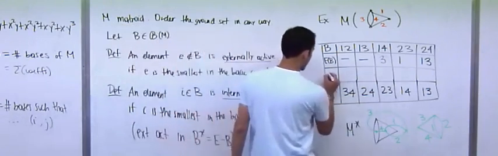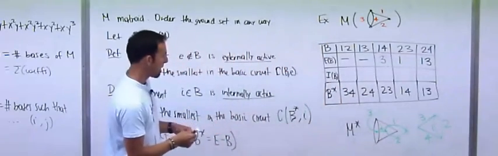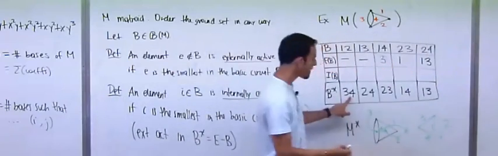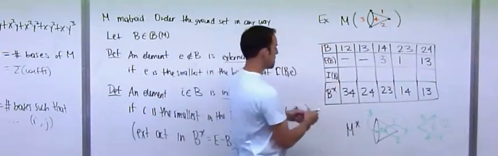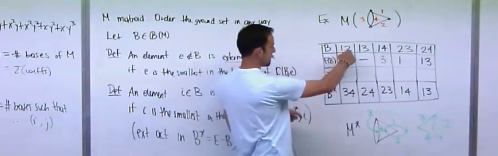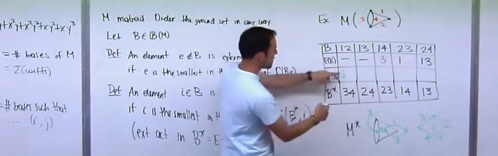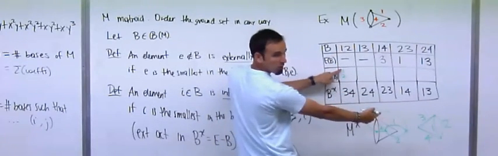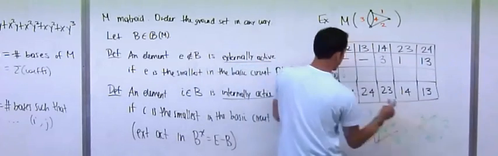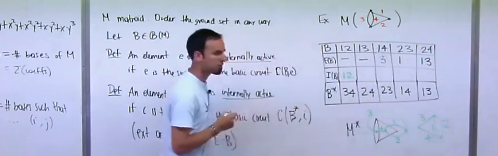So again, let's do that here. 3 and 4. So what can be internally active? Well, inside 1 and 2, the guys that can be internally active are 1 and 2. When you add 1 to 3, 4, 1 is the smallest guy in the circuit. And if you add 2, 2 is the smallest guy in the circuit. So 1 and 2 are internally active.